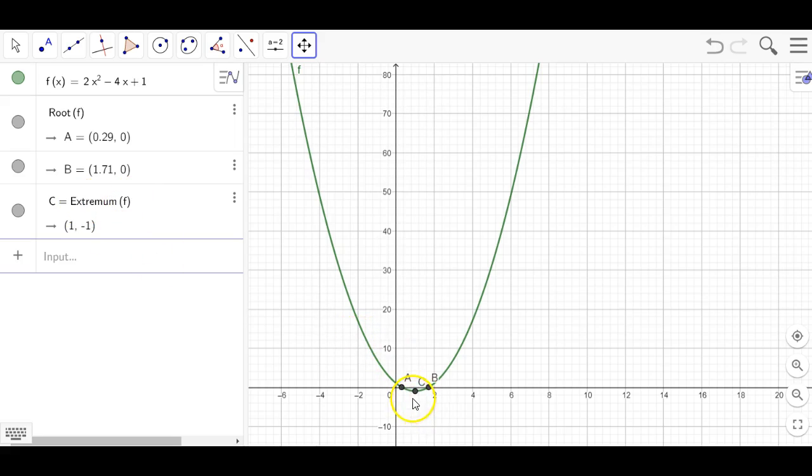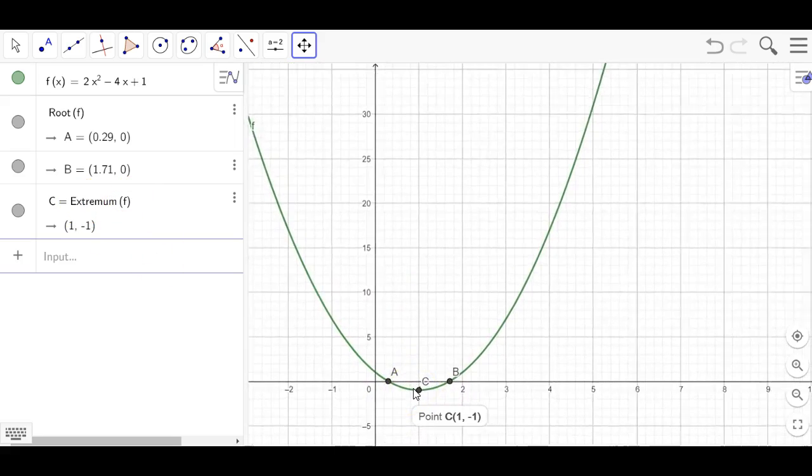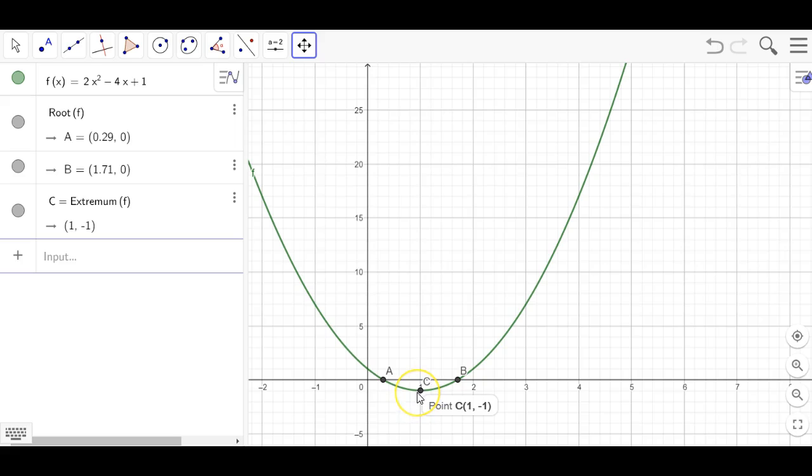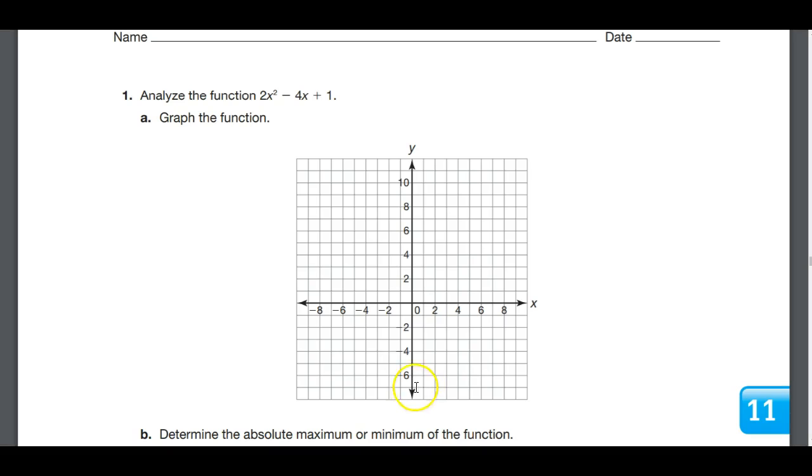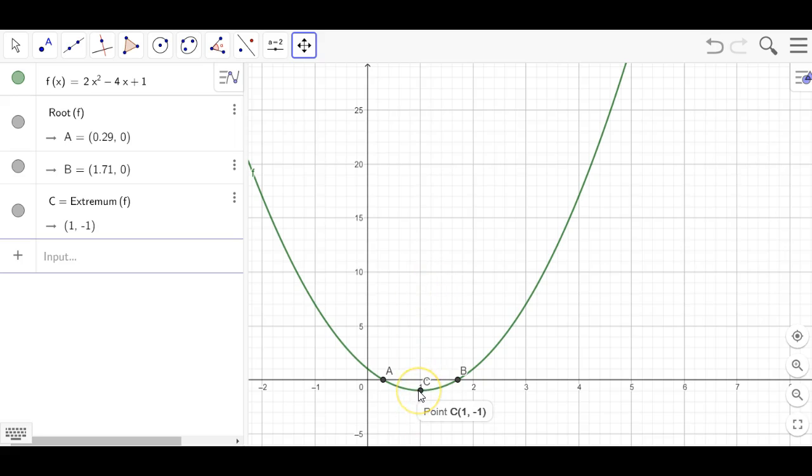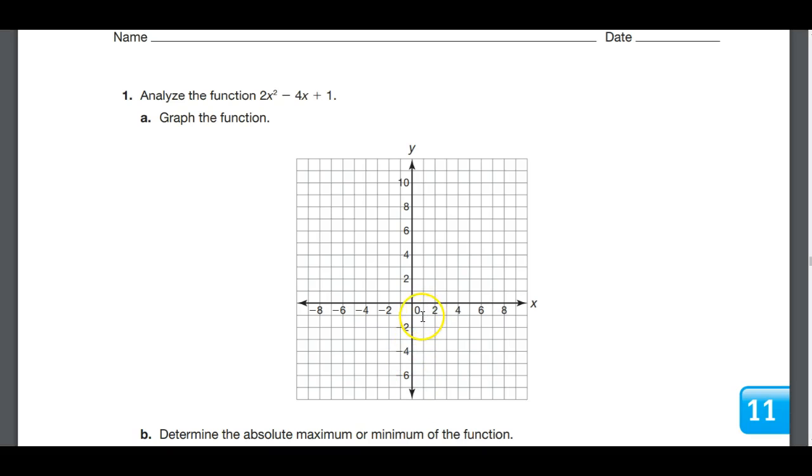That would be my minimum right here. My minimum is right here at 1, -1, and my zeros at 0.29 positive, and then over here at 1.71. Those are rounded, I'm quite certain. Okay, I don't know if they're going to ask me that. There we have it graphed, so it comes down here and it goes back up. And again, it's at 1, -1, so it has a vertex right there. Okay, and it'll go up and up.